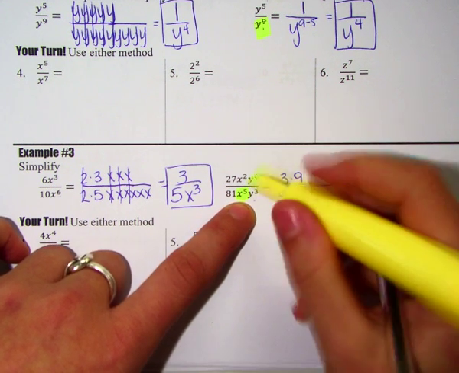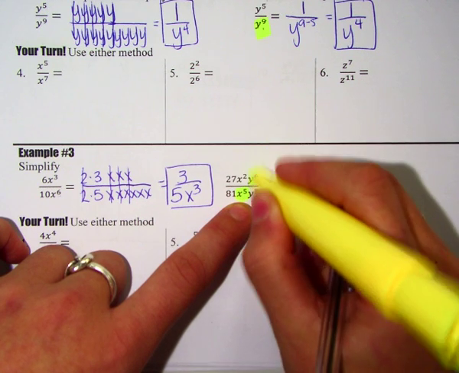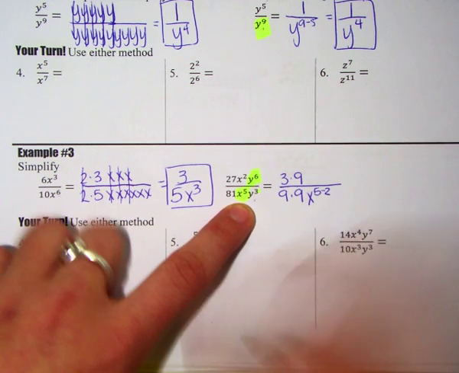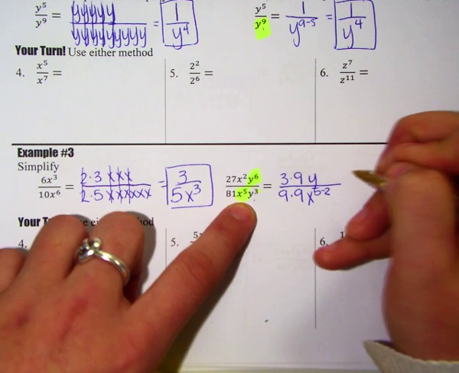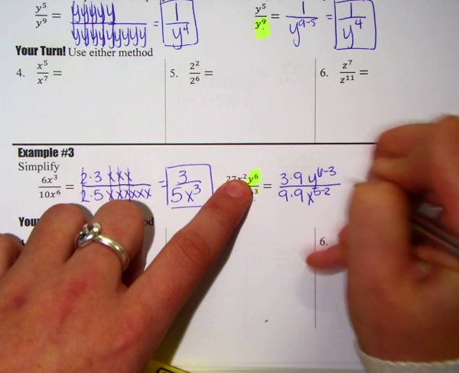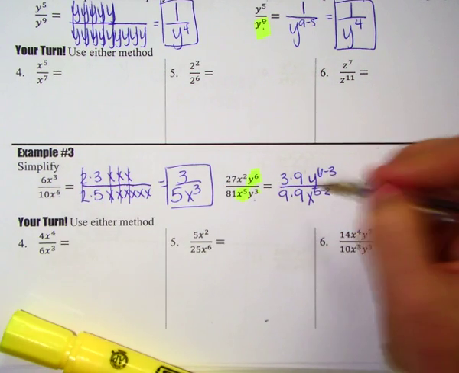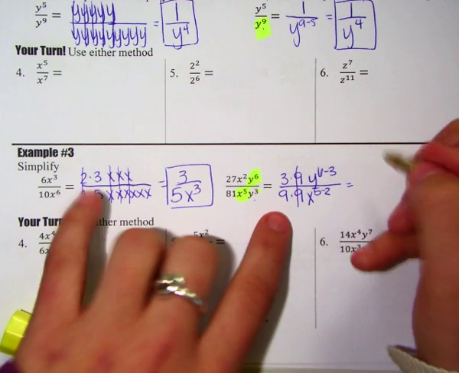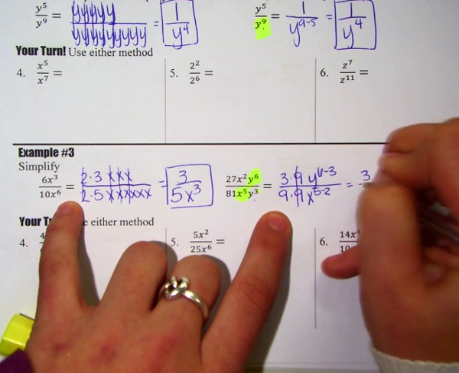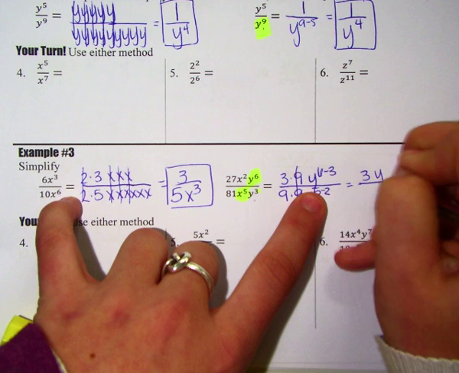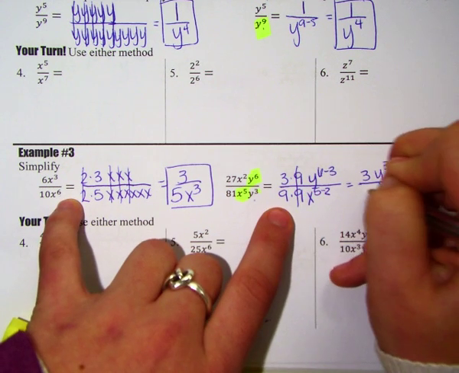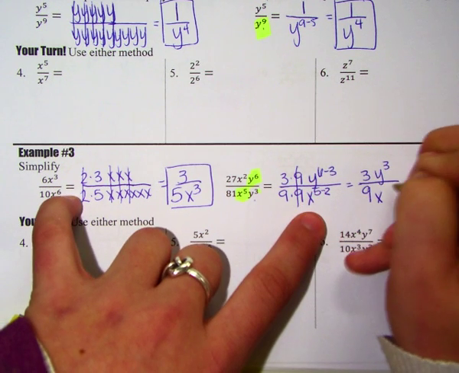Move to the y's. The larger exponent is in the numerator. So the y will be in the numerator, and I'll subtract 6 minus 3. 9 over 9 still reduces to 1, so I'm left with 3y to the third divided by 9x to the third.